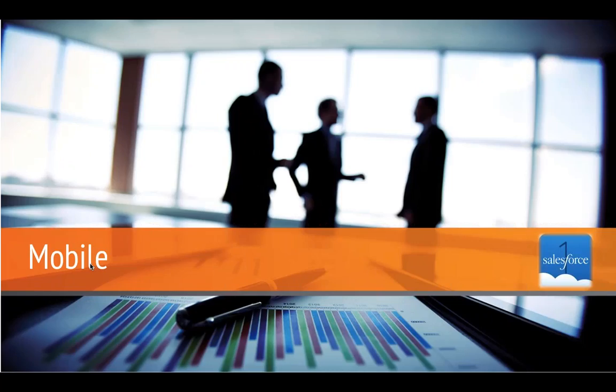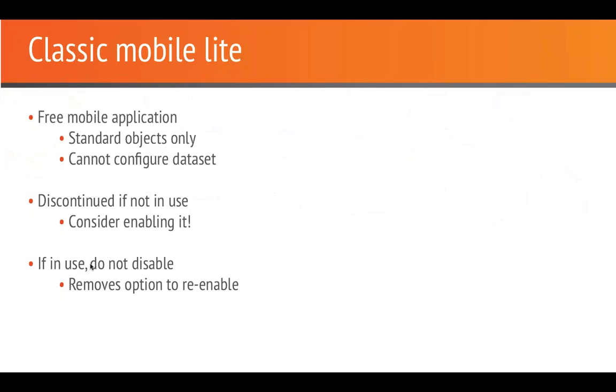So, moving on to mobile. So first off, some news on Salesforce Classic Mobile Lite. For those that haven't used this before, this is the historical free mobile application from Salesforce. It works on standard objects only, and you can't really control the data set that is sent to that device. It's really based on records the user has recently accessed.